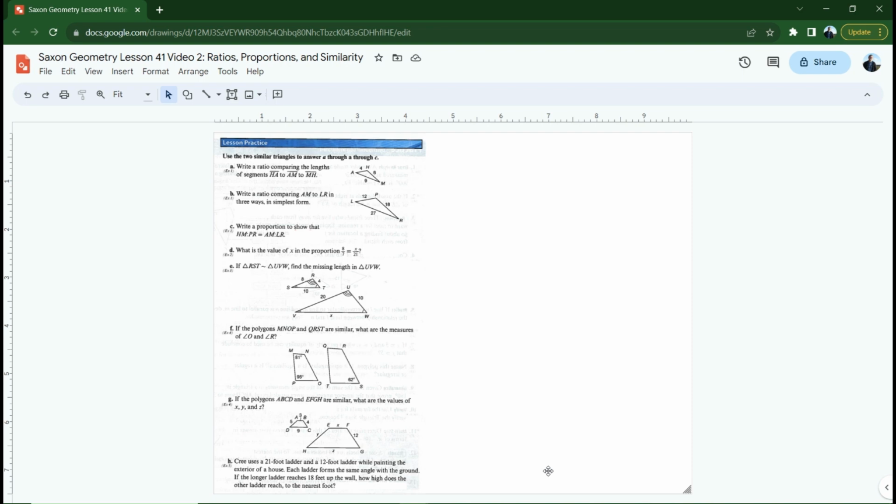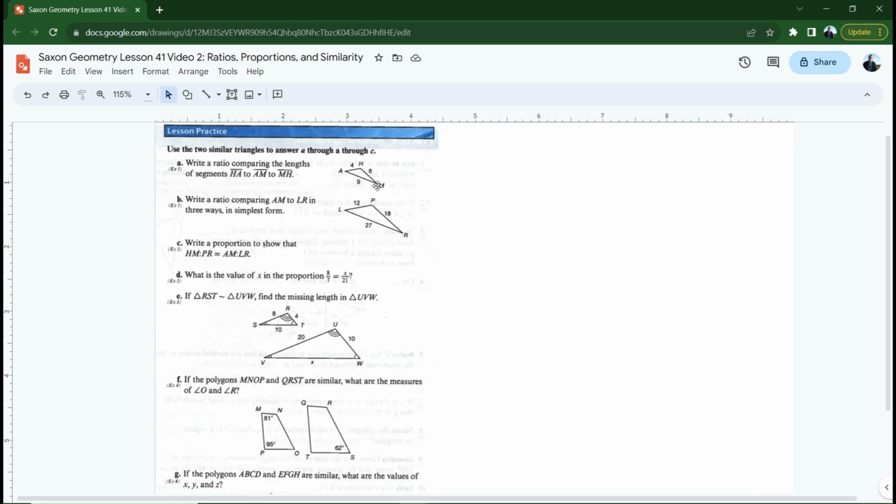First thing you're going to do is write a ratio comparing the lengths of three segments. HA, that's this one, 4. AM, that's this one, 9. And MH is 6. And to write a ratio comparing three things, the only way that we can do that is with one of our sloppier forms of ratios. So it's going to be 4 to 9 to 6. And just notice that I had to go in the same order that I named the segments: HA 4, AM 9, MH 6.